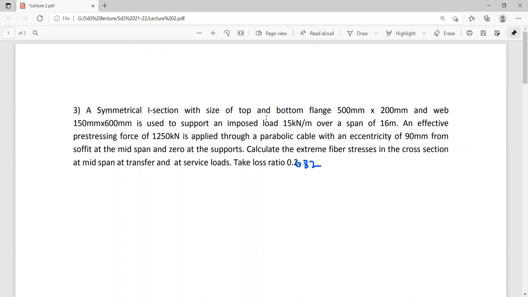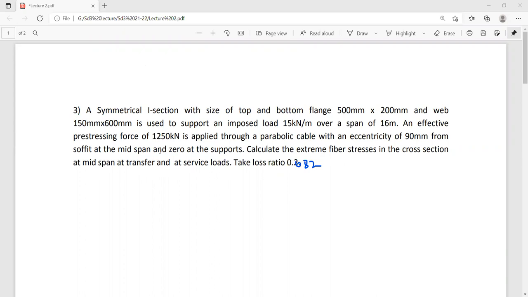Okay. A symmetrical I section with top and bottom flange size 500 by 200 mm and web width 150 by 600 mm is used to support an imposed load of 15 kilonewton per meter over a span of 16 meter. An effective pre-stressing force of 1250 kilonewton is applied through a parabolic cable with an eccentricity of 90 mm from the soffit at the mid span and zero at the supports. So soffit means it is from the bottom side.